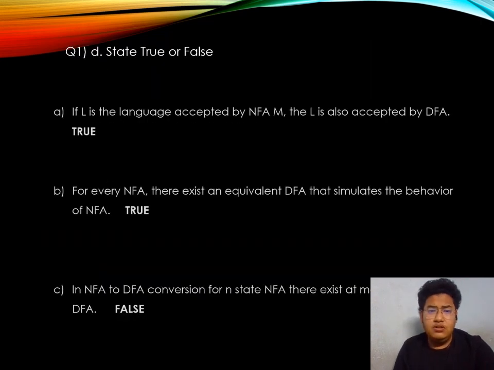So we have to identify true or false for the following next question. If L is the language accepted by a non-deterministic finite automata, then L is also accepted by a DFA, which is true. Another one is: for every NFA, there exists an equivalent DFA that simulates the behavior of the NFA, which is also true. In NFA to DFA conversion, for an N state NFA, there exists an M state DFA, which is false.